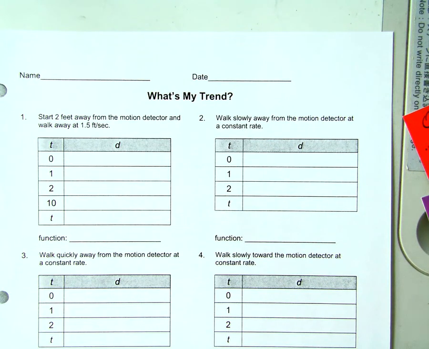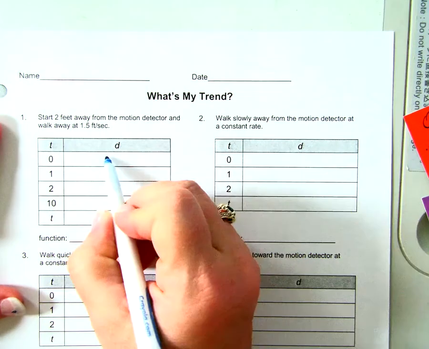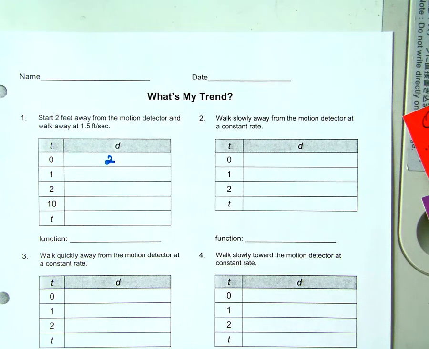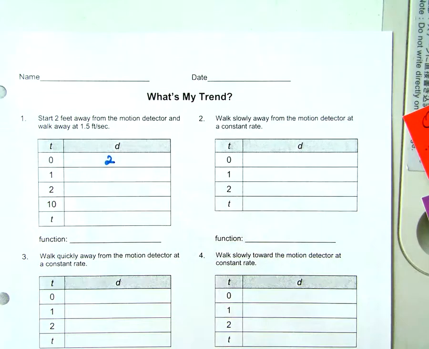So let's start 2 feet away from the motion detector and walk away at 1.5 feet per second. If we're starting 2 feet away from the motion detector and we're walking away at 1.5 feet per second, when the time is 0, what's the distance? How do you know it's 2? Because it says we start at 2. So when we very first start, when time is 0, our distance is 2.